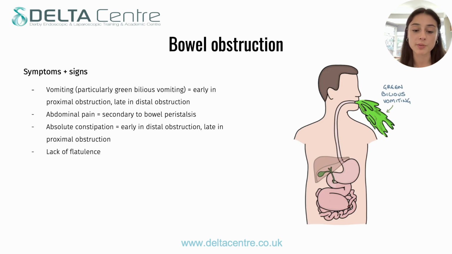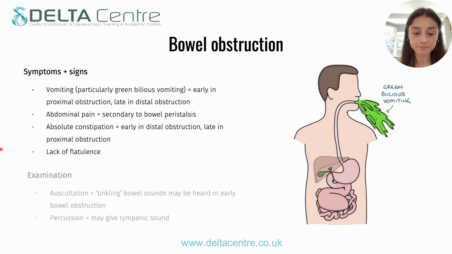Then you also might get abdominal pain, especially secondary to the bowel peristalsis. When the bowel is contracting, that is obviously causing pain because it's trying to contract through that obstruction. You might also get absolute constipation. Again, it's early in distal because the distal is lower, close to the anus and the rectum, and late in proximal obstruction. But a key symptom is lack of flatulence, so lack of passing wind.